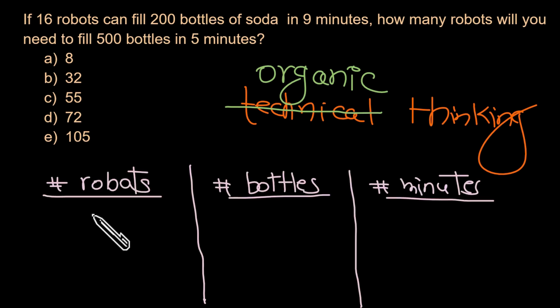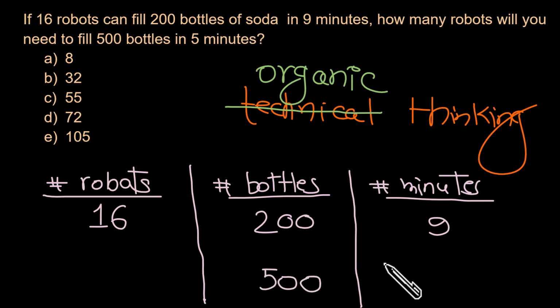Notice that we need 16 robots to fill 200 bottles in 9 minutes. Now we are asked how many robots we'll need to fill 500 bottles. To go from 200 bottles to 500 bottles, we need 2.5 times as many bottles. So since we need 2.5 times as many bottles, we will need 2.5 times as many robots, because the more bottles you have, the more robots you will need. So let's multiply the number of robots by 2.5. Hold on to that multiplication.